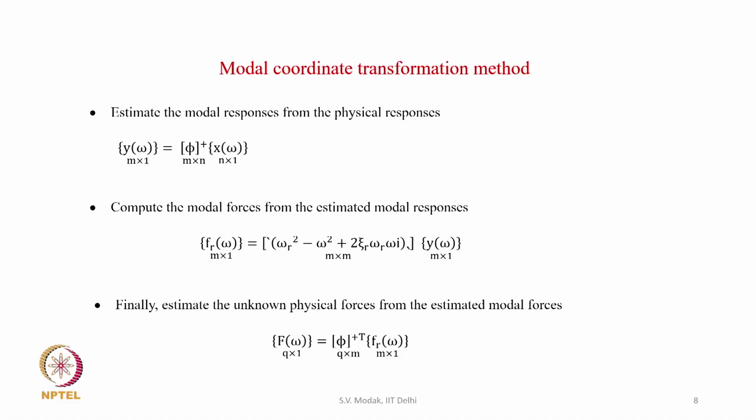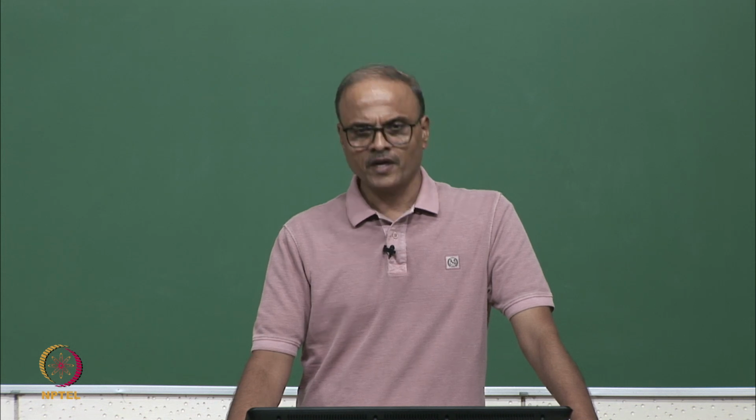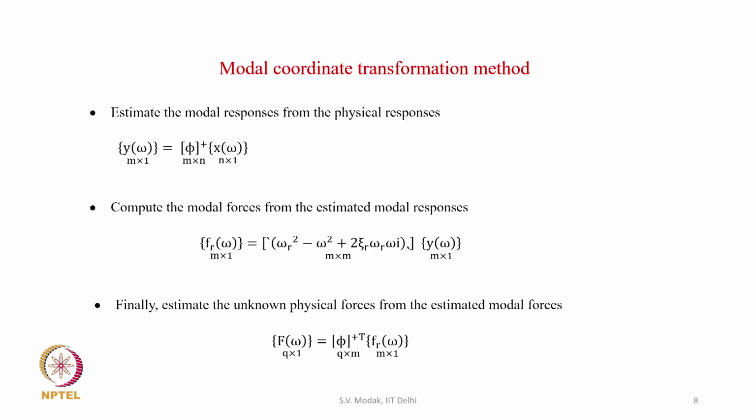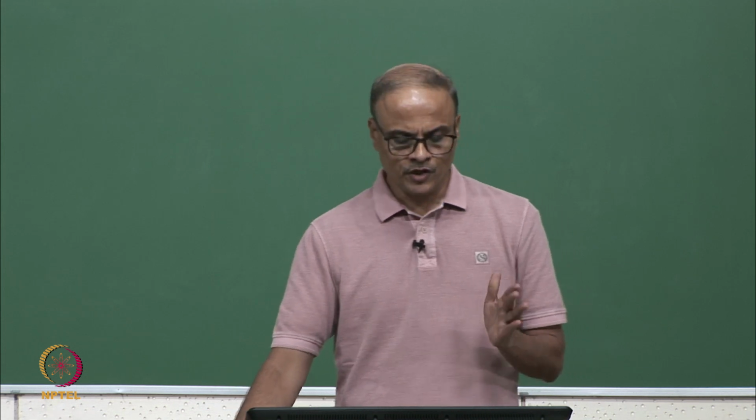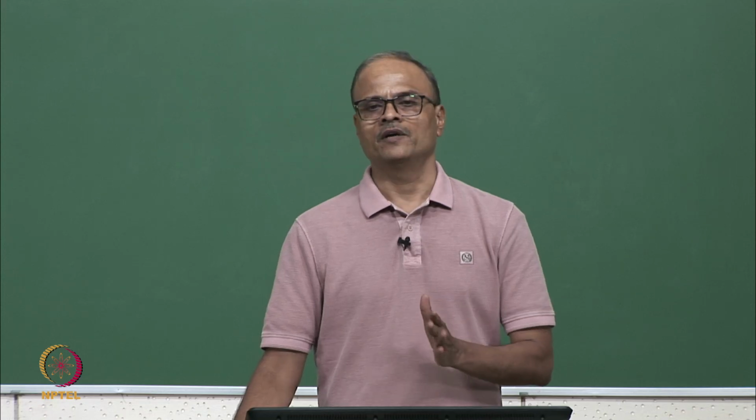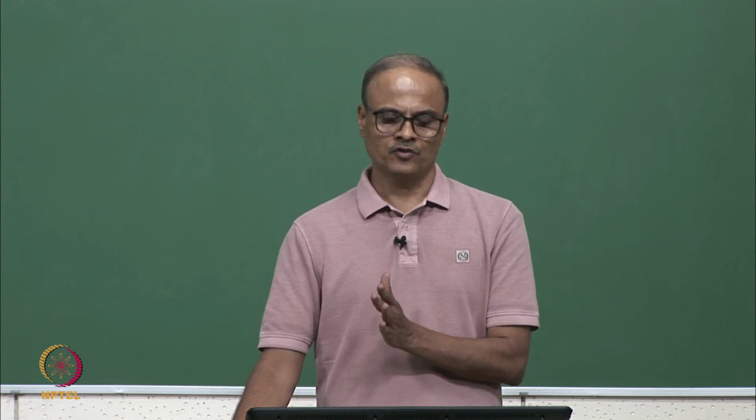The next step then is to estimate the unknown physical forces from the estimated modal forces. The vector of modal forces is equal to phi transpose times the vector of physical forces. If you take the pseudo inverse of phi transpose, we get this relationship, that the physical forces, that is vector capital F, is equal to the pseudo inverse of phi multiplied by the vector of modal forces. Here again, in order to have an accurate estimate of the physical forces from the modal forces, the number of modes m should be more than the number of forces q that need to be determined. Then the estimate would be accurate. These 3 steps can now be implemented at each frequency omega in order to find the physical forces corresponding to each frequency in the frequency domain.